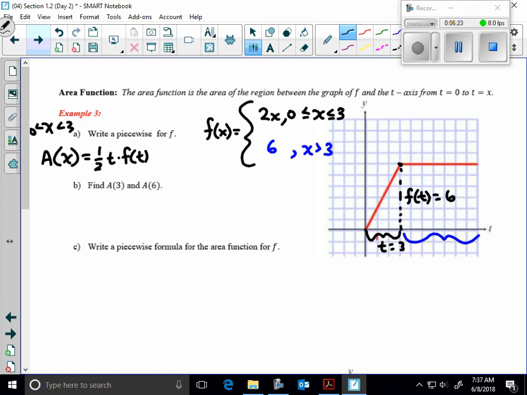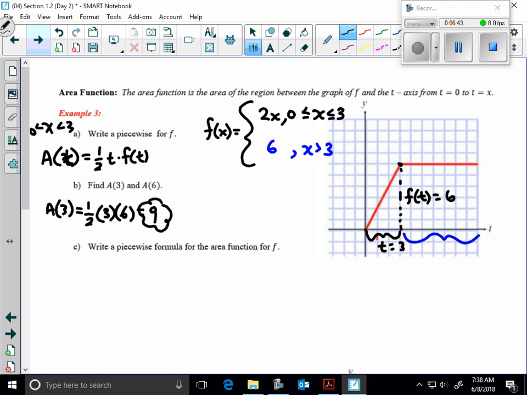So in our case here, this should be a t right here. So in our case, a of 3 would be 1/2 the base. Well, the base is going to be 3 because that's our t value, times the height, which is f of 3, which is 6. So 18 divided by 2 looks like that would be 9.